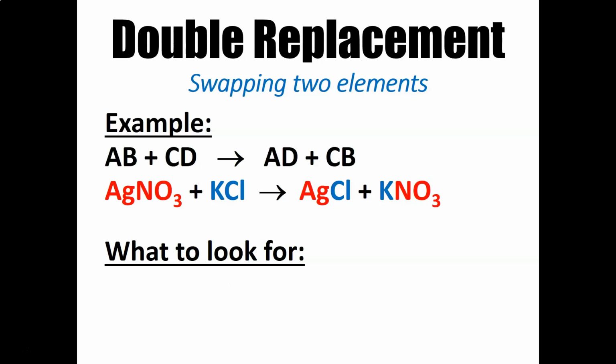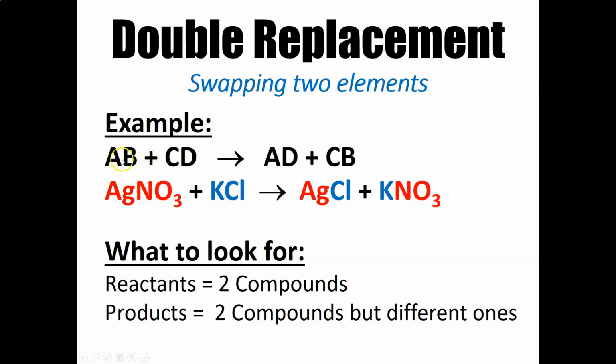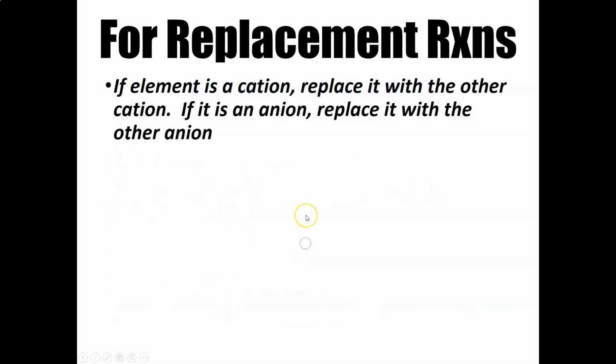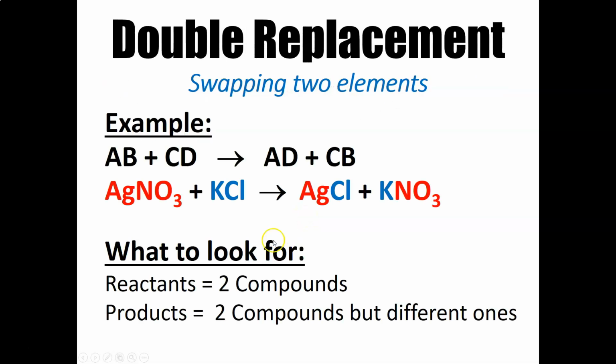Double replacement is when we switch two things. This time you have two compounds, and you're going to make two new compounds. If you notice, I tried to color code these so you can kind of follow it. We started with silver nitrate and potassium chloride. Now they swap places, and now we have silver chloride and potassium nitrate.